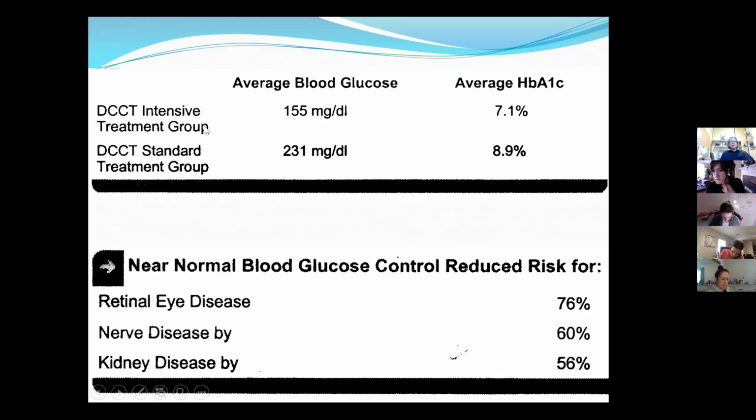In the intensive treatment group, retinal eye disease was decreased by 76%, neuropathies were decreased by 60%, and kidney disease by 56%. Additionally, the macrovascular diseases were also significantly reduced. So just a nice demonstration of how helping people manage their diabetes well is worth the work involved.